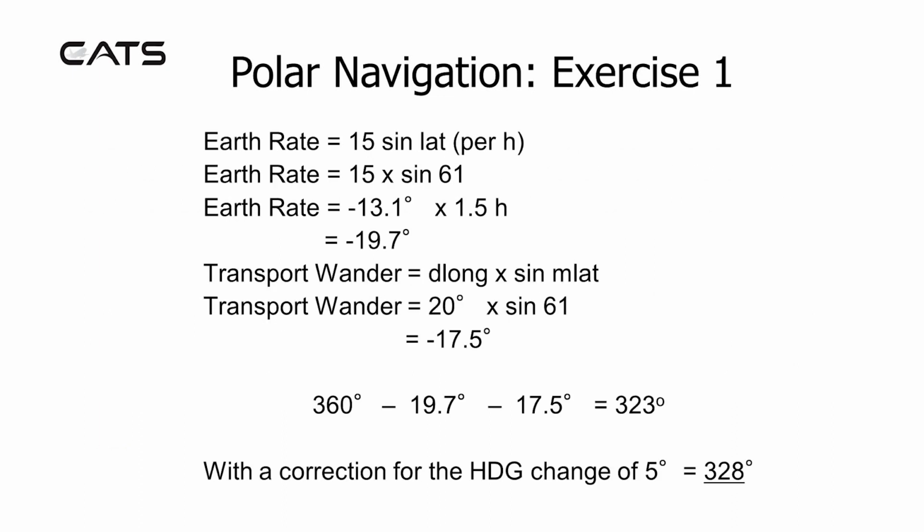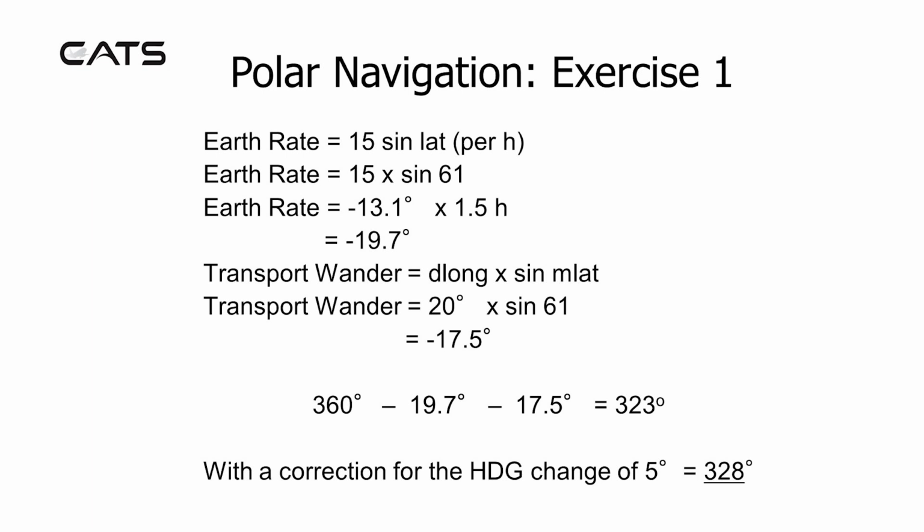Earth rate is 15 sine latitude. The mean latitude is between 60 and 62 north, which is 61. So 15 times sine 61 is minus 13.1. This is multiplied by 1.5 hours for the flight time, giving minus 19.7 degrees.